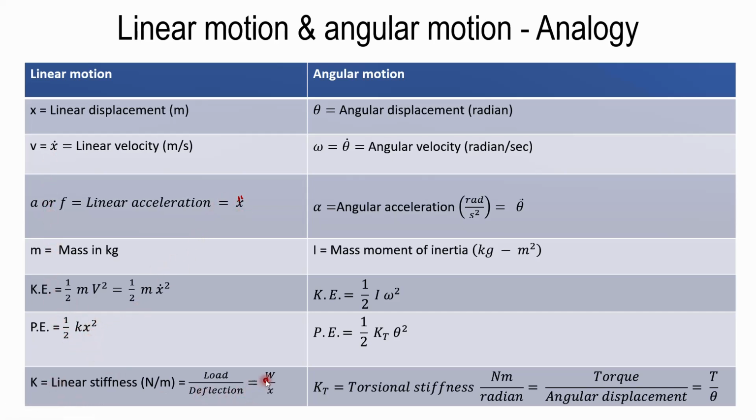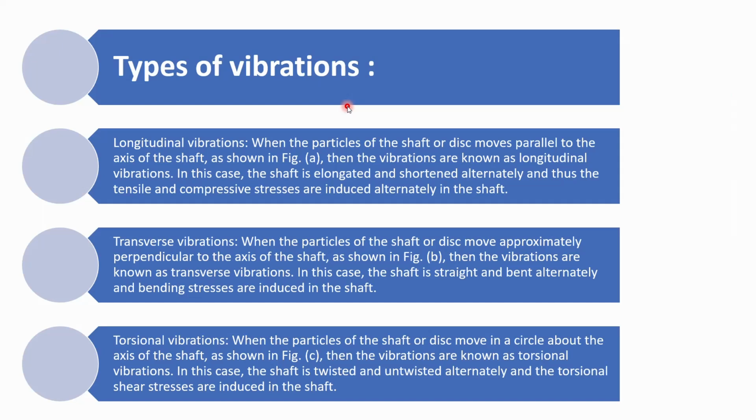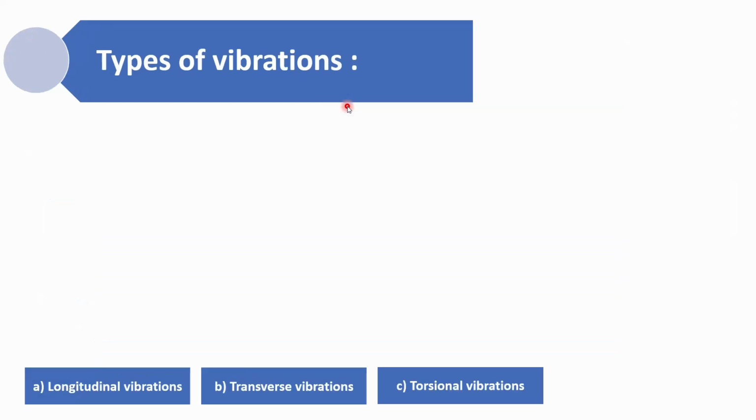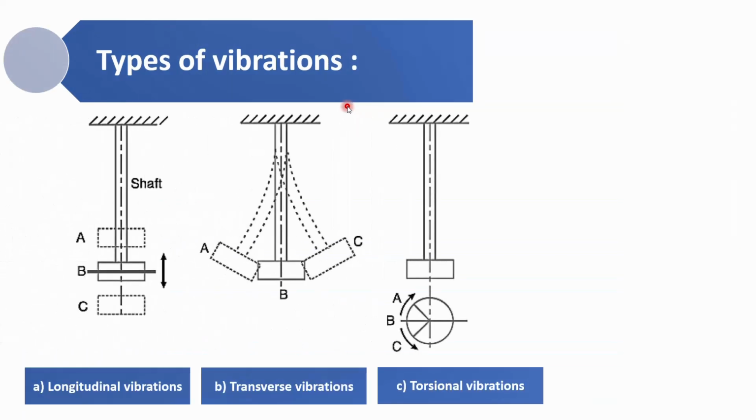So linear stiffness is W by X, that is load per unit deflection. Torsional stiffness is, in place of W, it is torque, and in place of linear displacement X, it is theta. So this is the analogy between linear motion and angular motion, which we'll have to use consistently in our derivations. So various types of vibrations: there are longitudinal vibrations, torsional vibrations, and transverse vibrations.